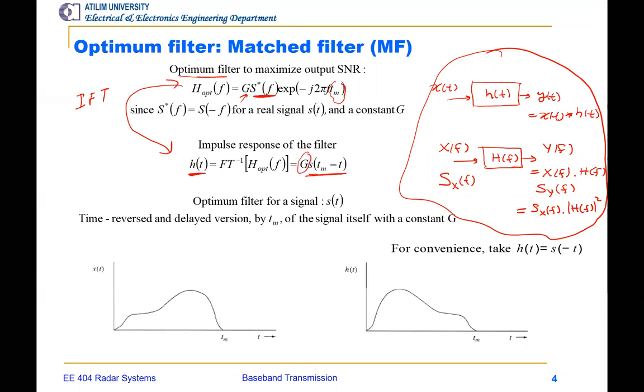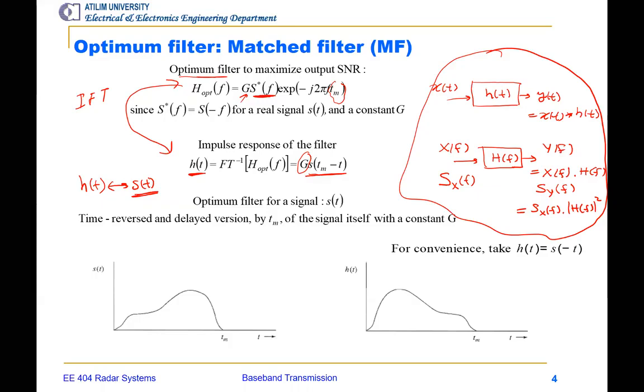Okay, now we simply design a filter whose impulse response is h(t). It's matched to s(t). That's why we call it a matched filter. So this filter is matched to s(t). Then to design a matched filter, we have to have a signal first. We have to define a signal. The transmitted signal should be known, should be given, so that I can design a matched filter for that transmitted signal.